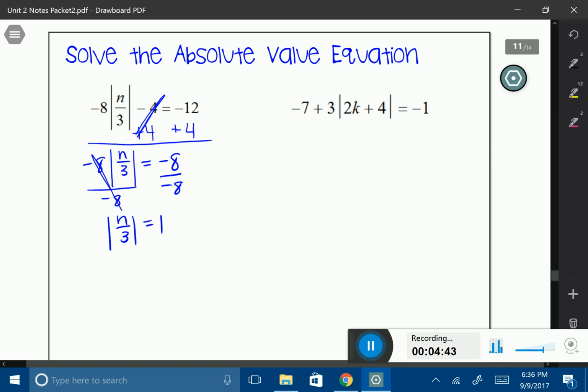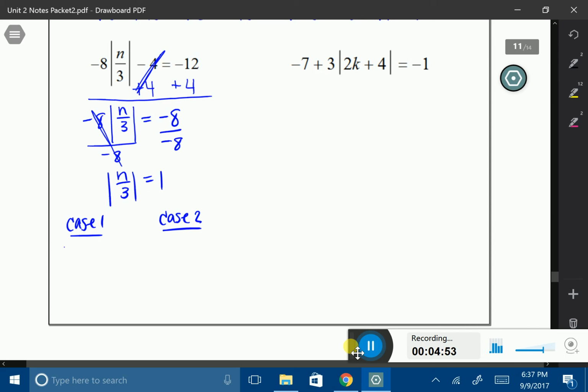Finally, at this point, you can go ahead and break it into your case 1 and case 2. My case 1 is going to be n over 3 equals 1, and my case 2 is going to be n over 3 equals negative 1. Go ahead and simply solve this by multiplying both sides by 3.